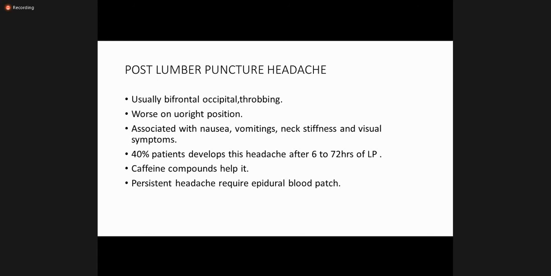So here you have to treat the headaches by means of adequate hydration, and caffeinated compounds can help a lot. But if these headaches do not improve with oral drugs or caffeinated compounds, you need an epidural blood patch. The site used for the lumbar puncture has to be sealed by means of a blood patch. You take a blood sample from the same patient and insert the blood over the site from where you got the CSF. In this way the area is sealed by a blood patch, and that will improve the headache, which was not responsive to drugs or all your other measures.